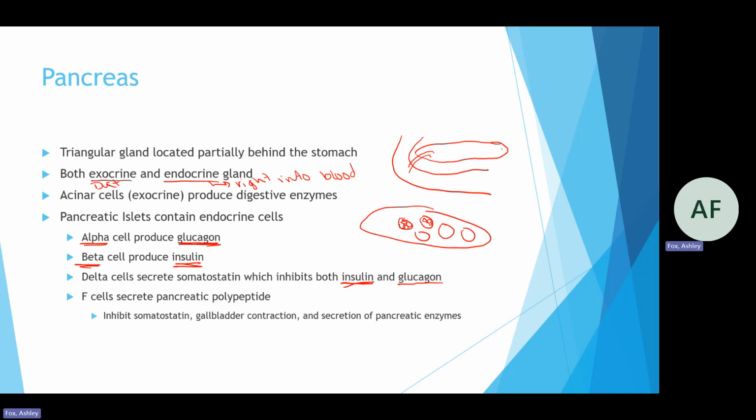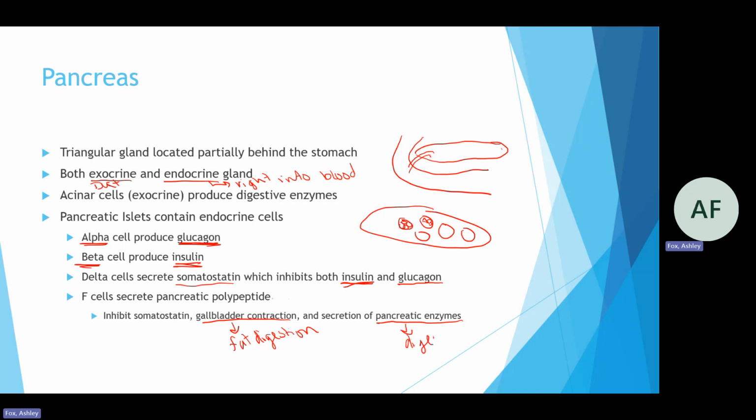I went alpha, beta, delta, F, but F cells secrete pancreatic polypeptide. So again, a chain of amino acids. This is going to stop everything for digestion. It's going to inhibit somatostatin, so it has an effect on that. It's going to stop gallbladder contraction, which is used for fat digestion when we get there. So we'll talk about the gallbladder more then. And it stops secretion of pancreatic enzymes, which is digestion as well.